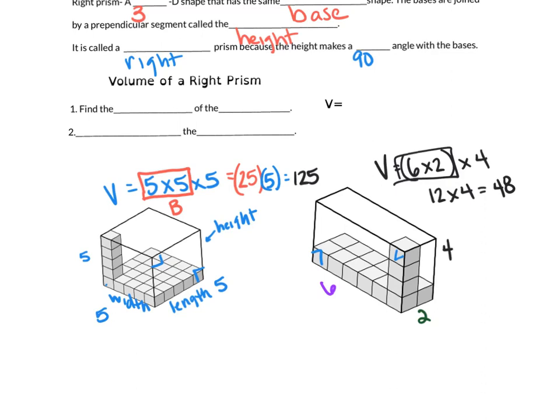So the steps to finding the volume of any kind of right prism: first step is you find the area of the base. And again, we're going to call that value big B. And then once you find the area of the base, you're going to multiply by the height. So the formula can be written like this: big B times h, where big B is the area of the base and h is the height.